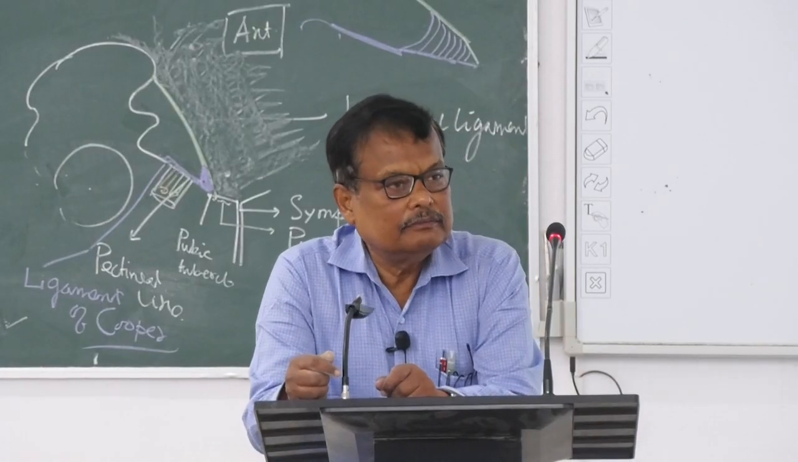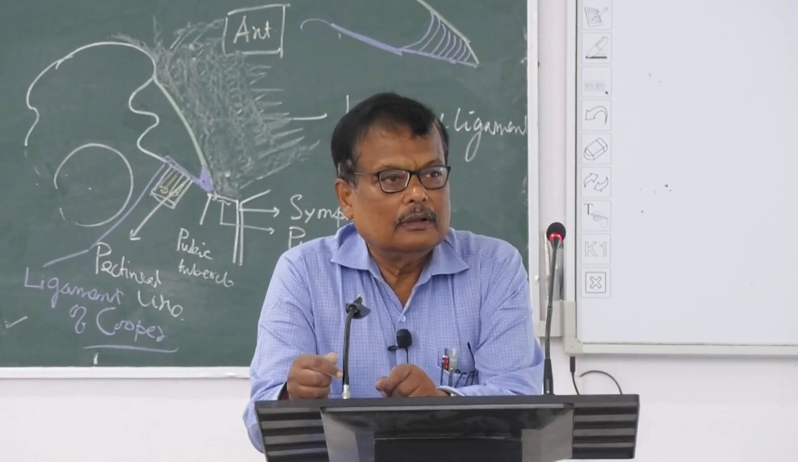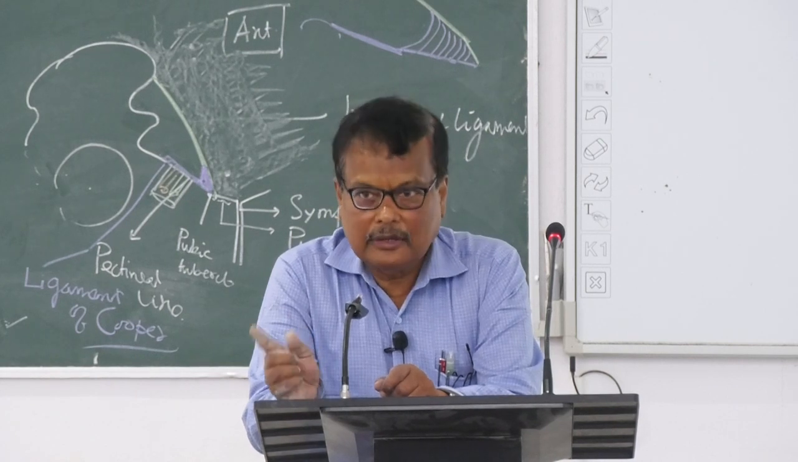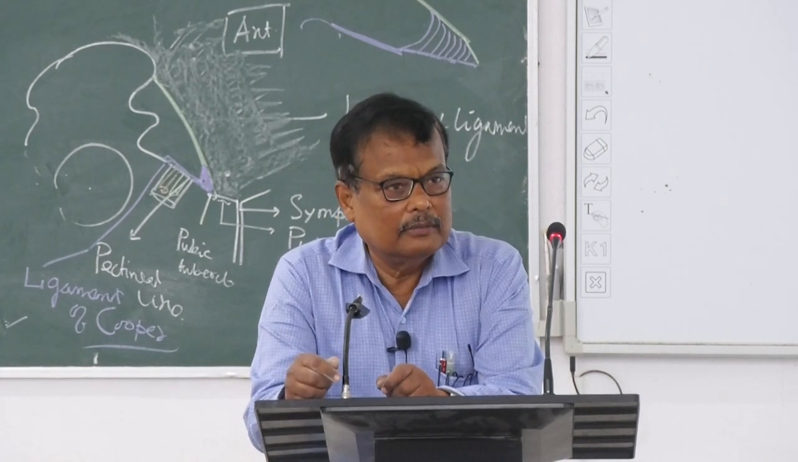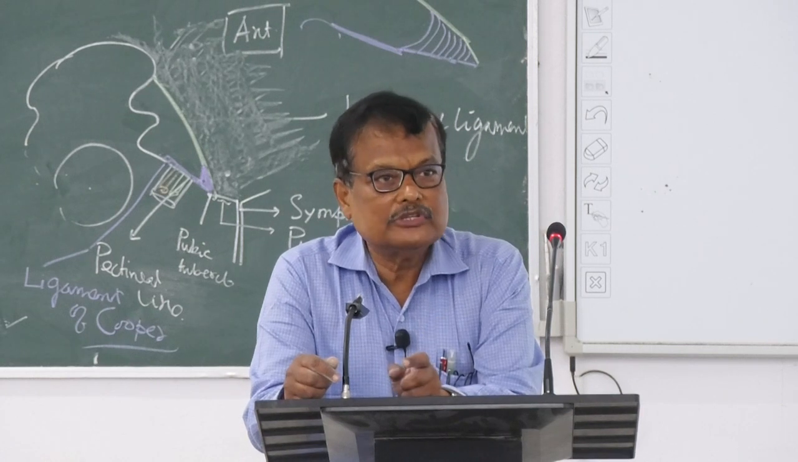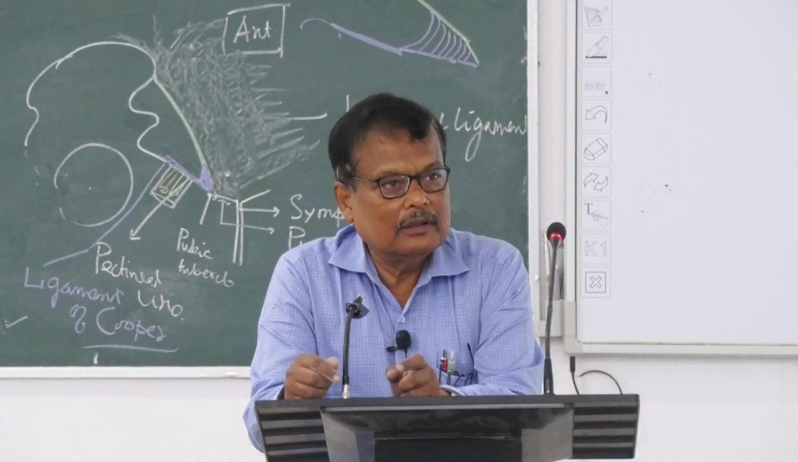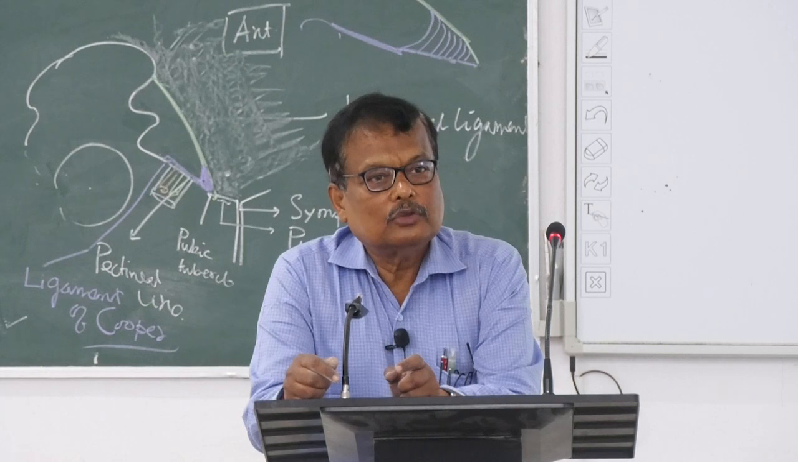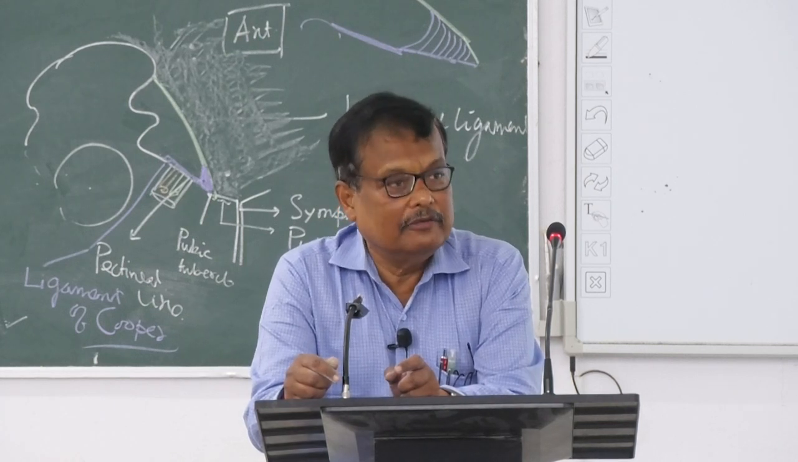Lower 6 intercostal nerves, lower 6 intercostal nerve. Intercostal nerve, as I said before, is the ventral rami of the thoracic nerves from thoracic 1 to thoracic 11.